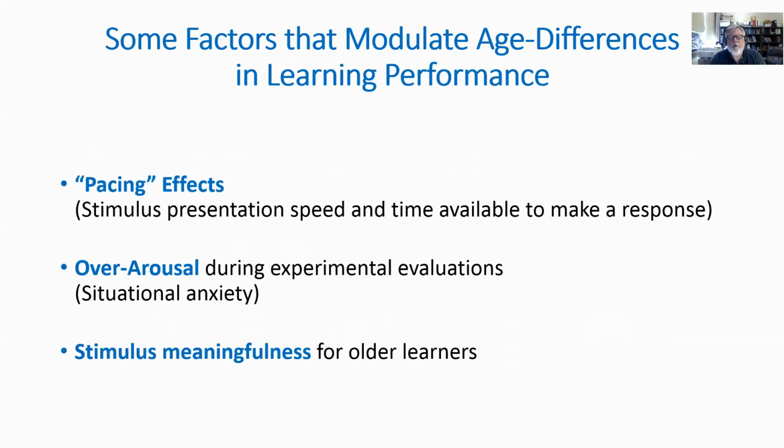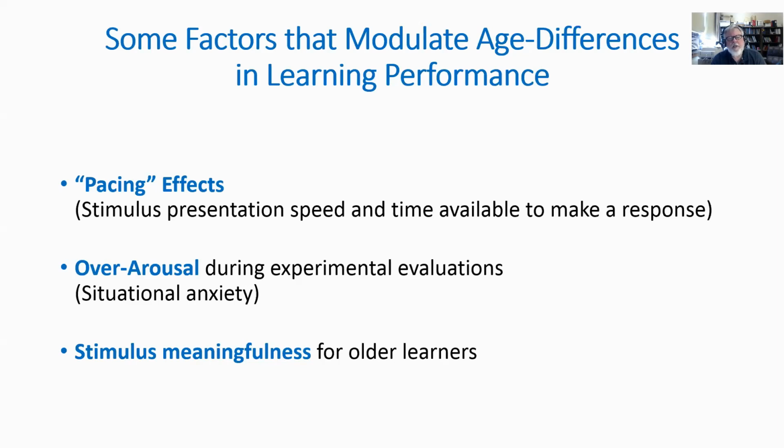So some of the primary factors, or the most important factors that have been identified in study that modulate these age differences in learning performance, are pacing effects. These are effects that have to do with stimulus presentation speed and the time available to actually make a response in a learning situation. Another factor, as we see on the slide in front of us, that's important is overarousal during experimental evaluations. There's evidence that older persons might be more situationally aroused or show situational anxiety during test assessment, and that may cause an artificial, if you will, decrement in their demonstrated learning performance.